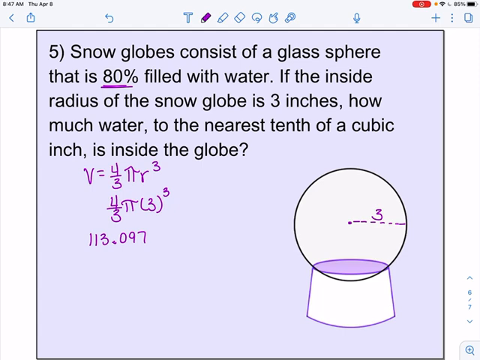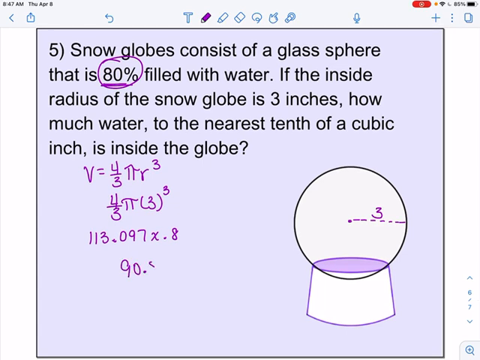0.097. So that's the volume of the full sphere. But now I only want 80% of that. 80% as a decimal is 0.8, so we're going to multiply that answer by 0.8. So 113.097 times 0.8 is going to give you an answer of 90.5. So the volume when it's 80% full is going to be 90.5 cubic inches. And that is it for 11th.